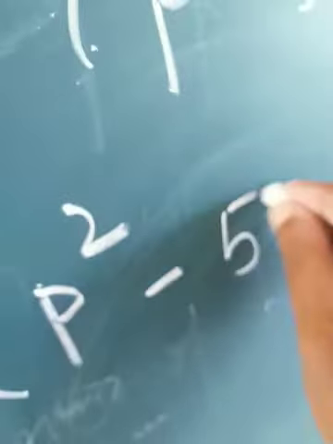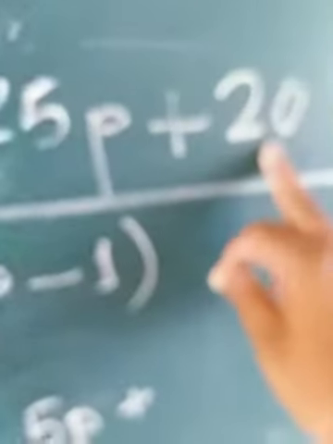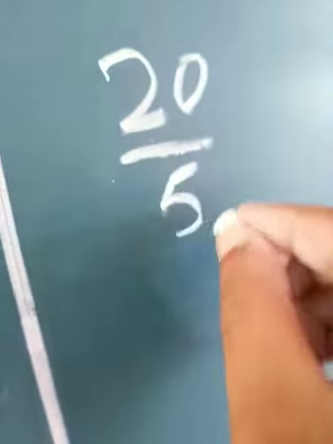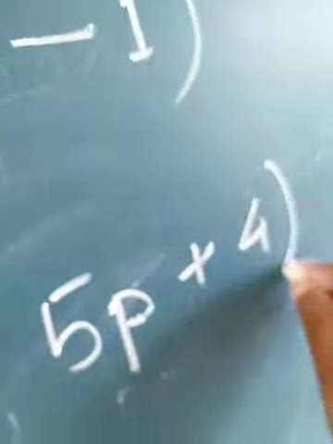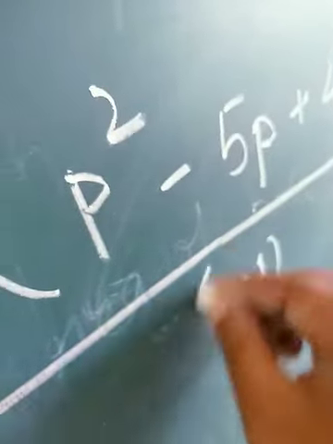So the answer is minus 5p plus, now what is the third term? Now from third term, if you take common as 5, that means if you divide 20 with 5, what will be the answer? It will be 5 ones are 5, 5 4s are 20, answer is 4, isn't it? So the required answer is 4 upon p minus 1.